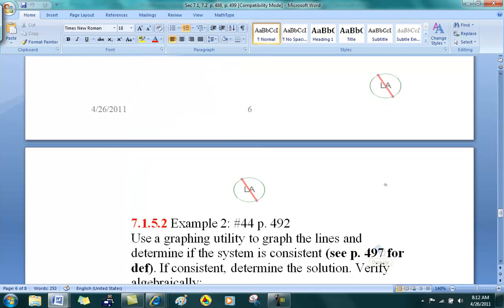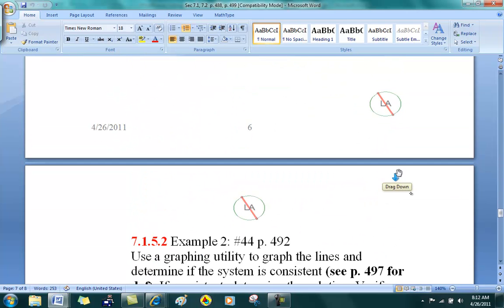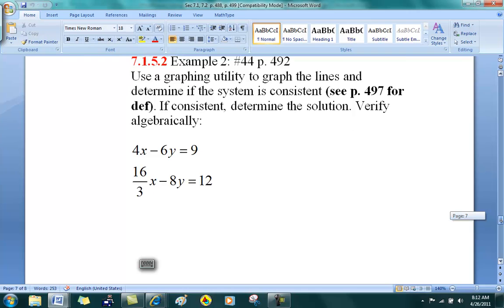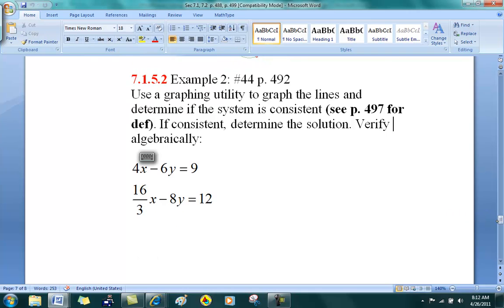Alright, next example. And this one's using a graphing utility. Come on, scroll. Here we go. Oh, Layla, I should really get your mouse up on this thing. I'll try and get this done during the break.